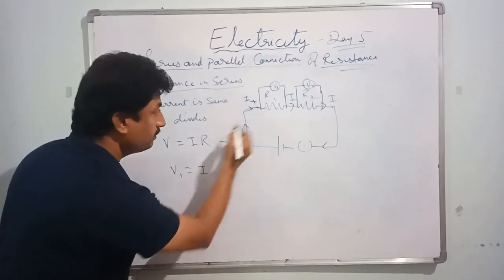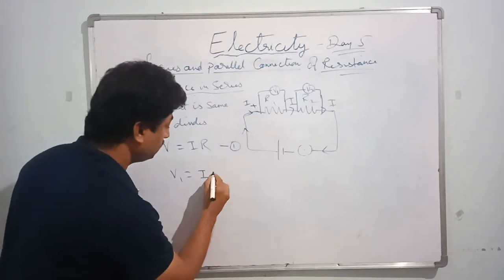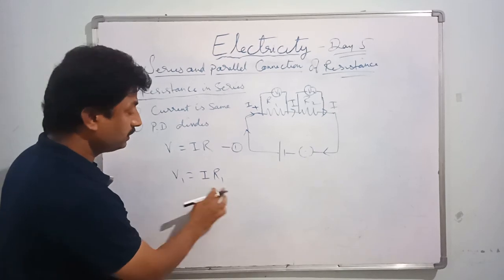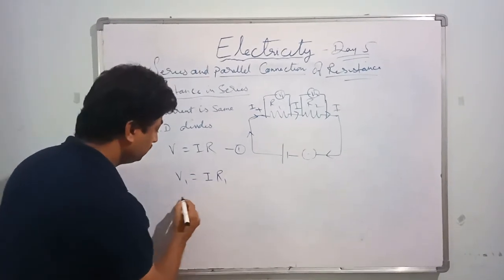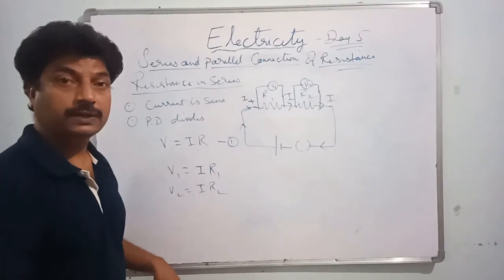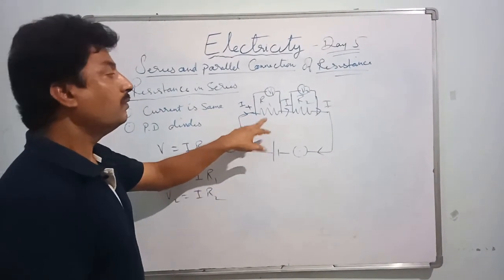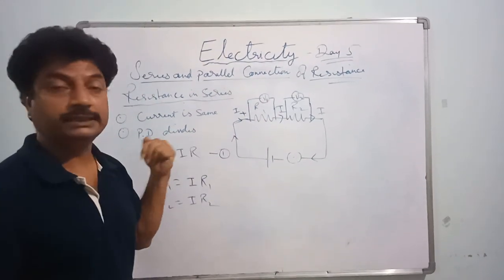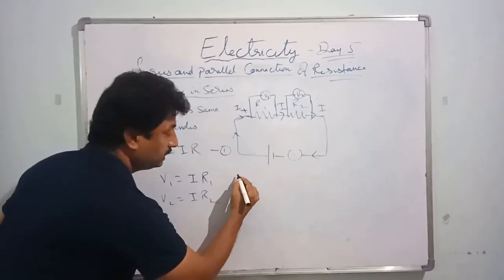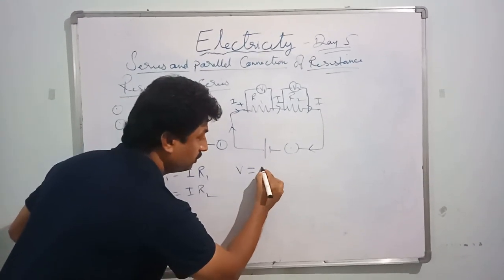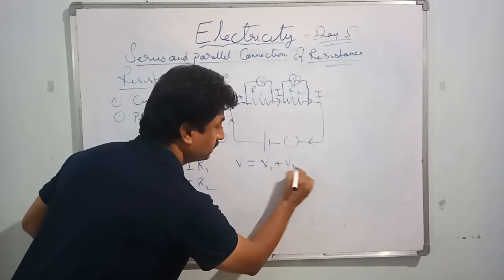So I will be the same, but the resistance is different. Here V1 is equal to IR1, and the same way V2 will be IR2. But we know the potential difference divides. What is it getting divided into? V is divided into V1 plus V2.